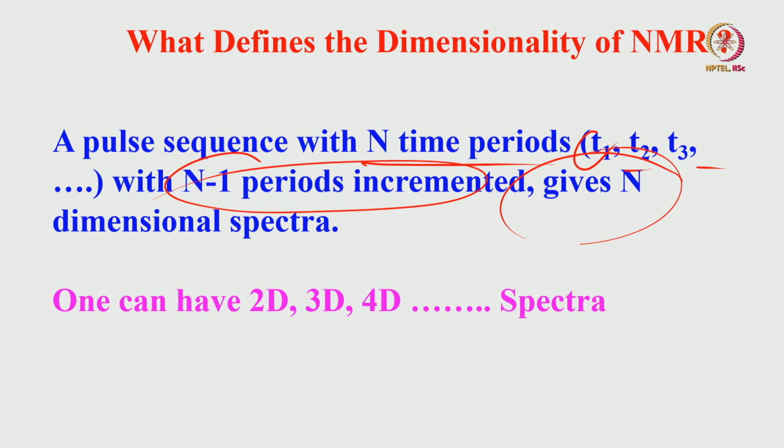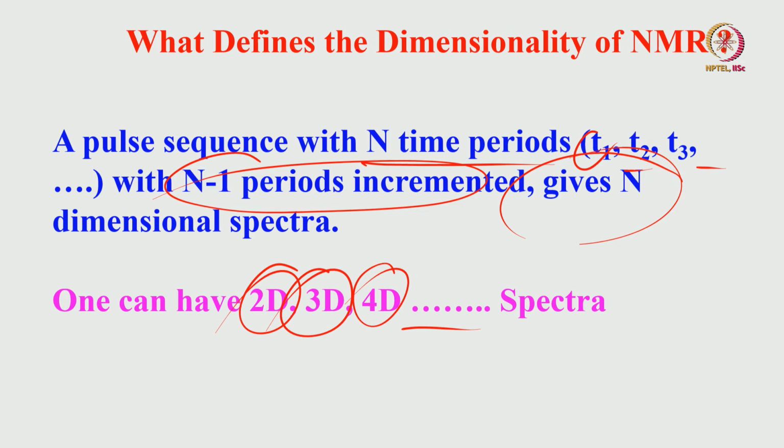So, dimensionality is defined by the number of time domains, time periods you have. T1, T2, T3, etc. You can have n number of time periods. 2 dimensions means 2 time periods, 3 dimensions means 3 time periods, 4D means 4 time periods. Of course, you can extend like this. Beyond 5D is very difficult because the signal will decay. Theoretically it is different, but practically you cannot have more than 5D or 6D. 5D you can have, but beyond that it is very difficult. So, you can have different dimensionality in NMR.